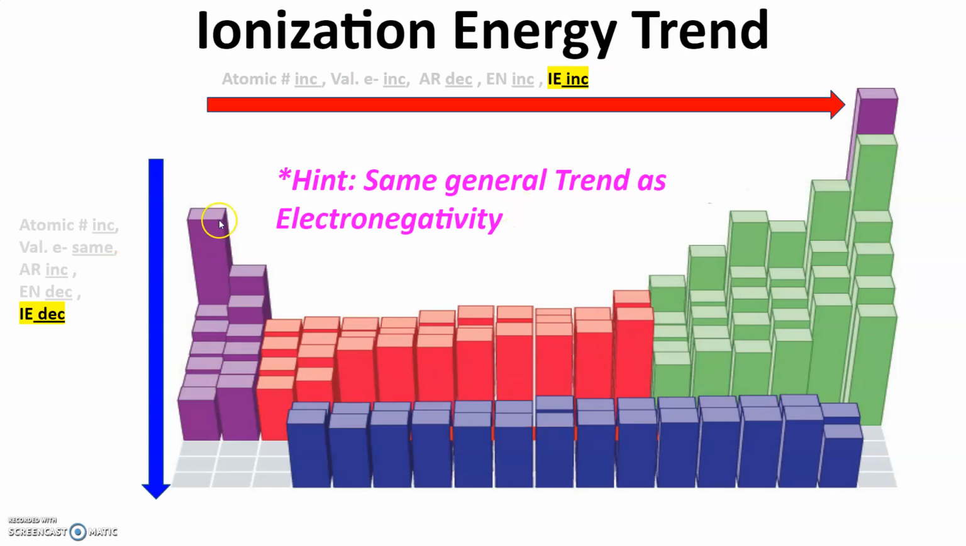So the ionization energy as you go across actually increases, and as you go down, it decreases. And it follows the same general trend as electronegativity. The only difference is electronegativity cannot be determined for the noble gases, but you can determine the ionization energy for the noble gases. So noble gases have the highest ionization energies.